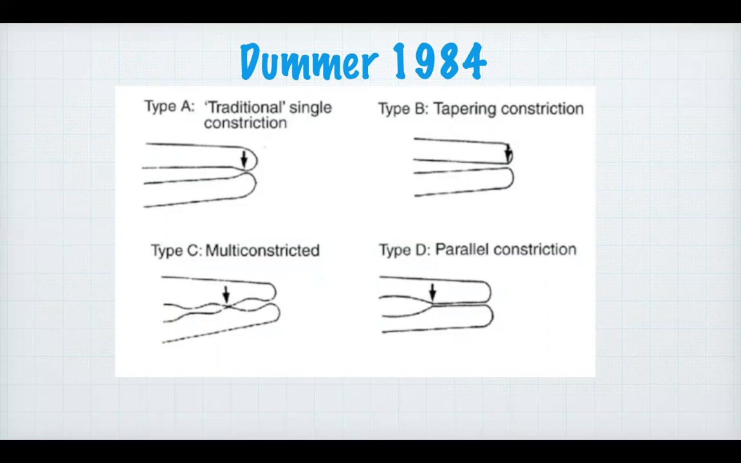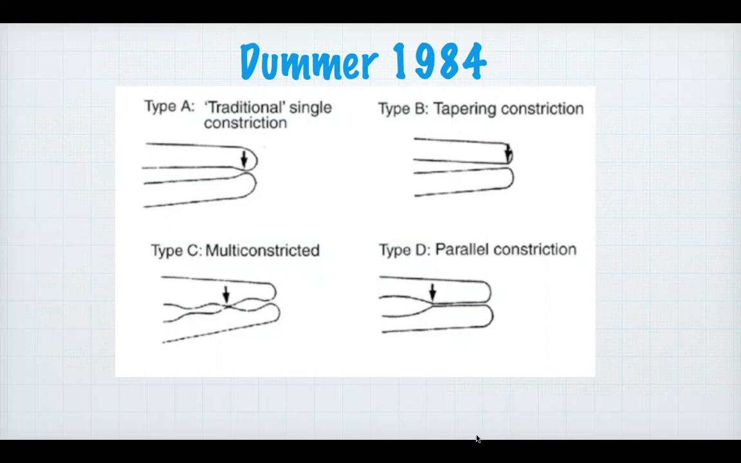So Dummer in the year 1984 classified four types of constriction. Type A, traditional or single constriction. Type B, tapering constriction. Type C, multi-constricted. And type D, parallel constriction.